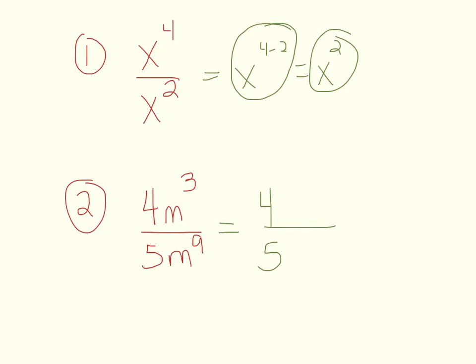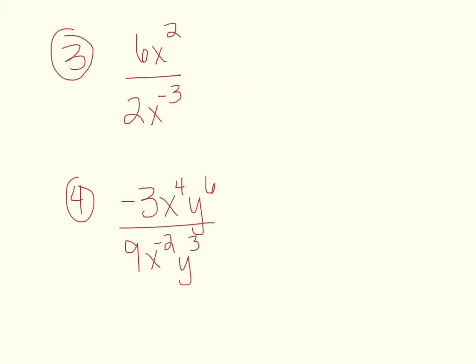Now here we have m to the third over m to the ninth. So m to the ninth is the larger one, so we're going to take 9 minus 3 and we get 6. And since the 9 is larger, we're going to have m to the 6 in the denominator. Because if I canceled, where would all those m's be? They would be down here where the 9 is.